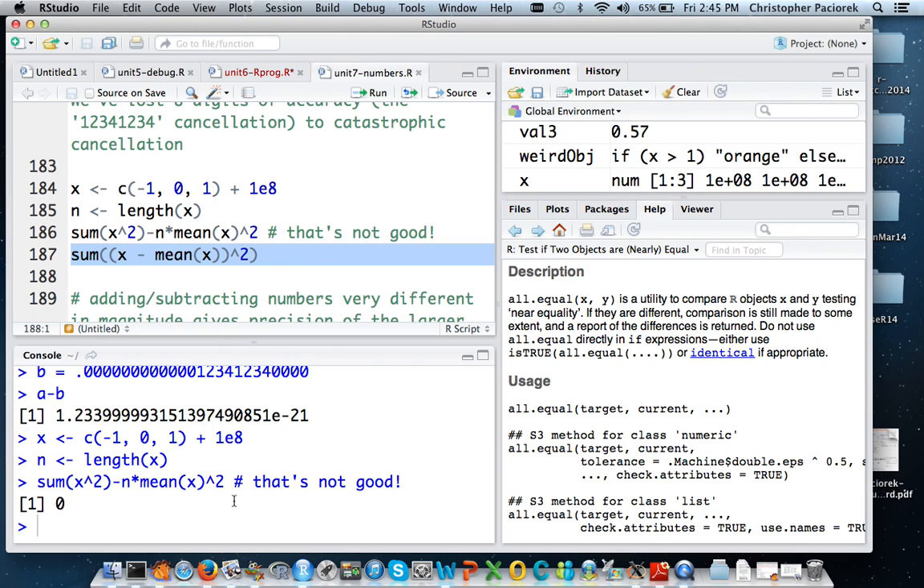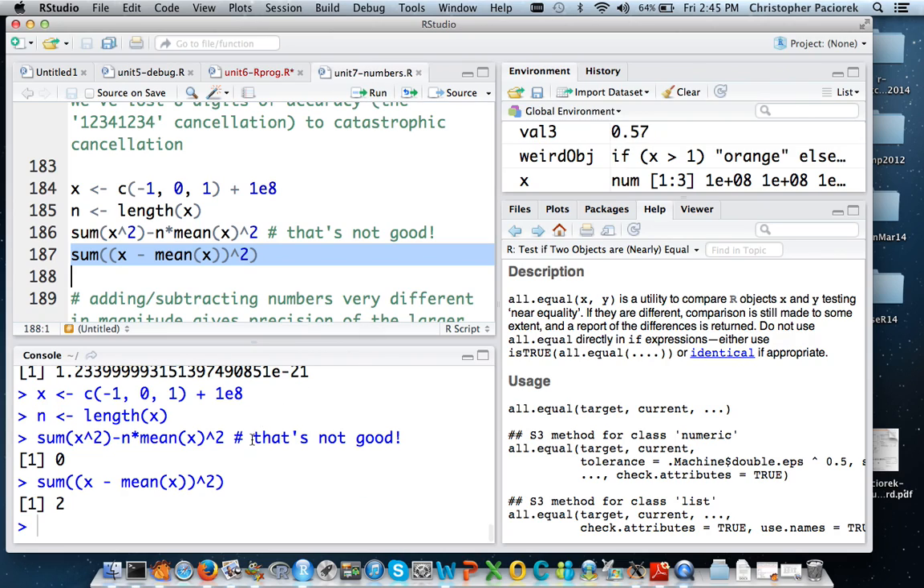Whereas if I actually did it by first taking all the numbers, subtracting off the mean, which is just going to be 10 to the 8th, then once I subtract off the mean, I just have minus 1, 0, and 1, and then I can do the sum of squares easily and precisely. And so then I get that the sum of squares is actually 2 in this case. Okay, any questions about that?